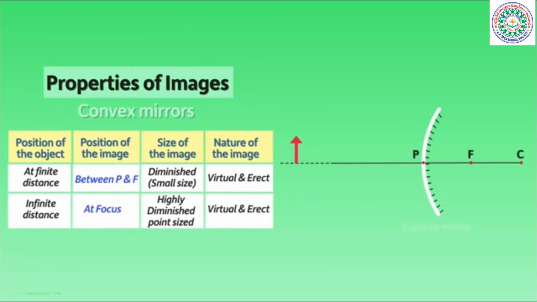So, these two are the ray diagrams representing the image and its properties. When the object is infinitely away from the mirror, we get a point-sized image at the focal point. And as we keep moving the object towards the mirror, the size of the image keeps increasing and it appears to be coming closer to the back side of the mirror.